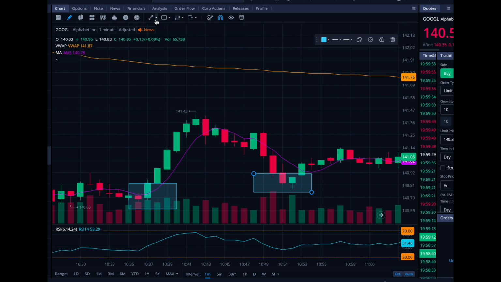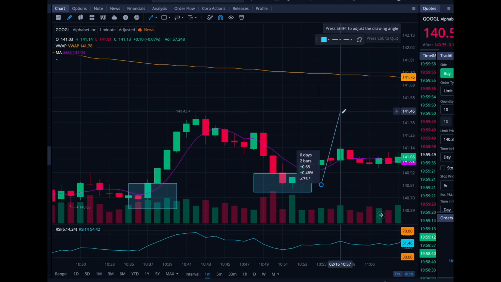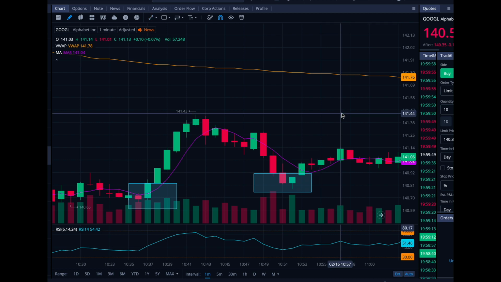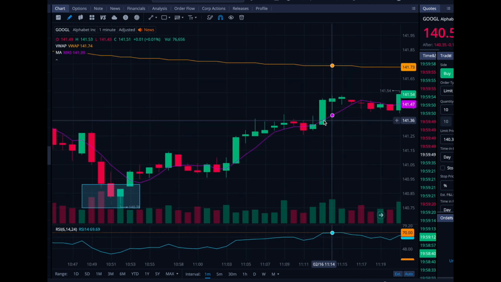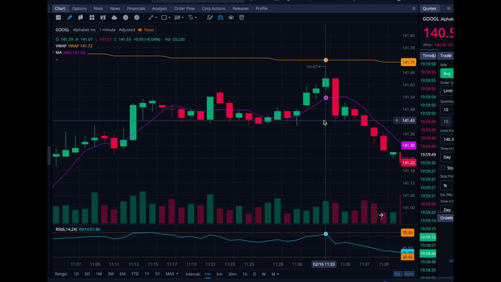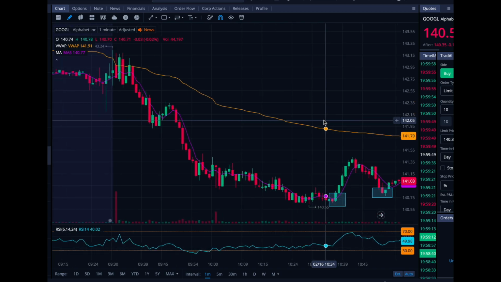And I was honestly expecting a bigger move. I thought we were going to go from here and blast up to retest 140.47. And we did, but just not right away. It took a little bit to get there, as you can see, and it became resistance, and then started selling off. So that's what I was looking at on Webull.